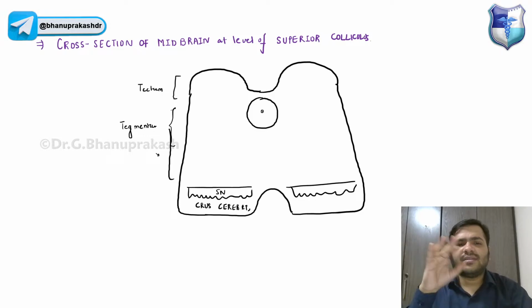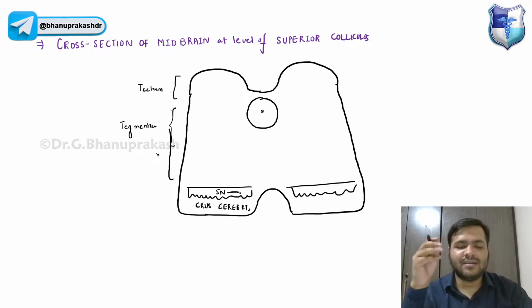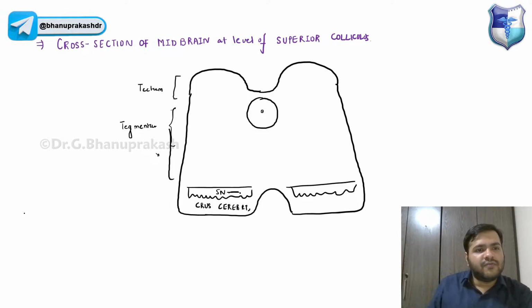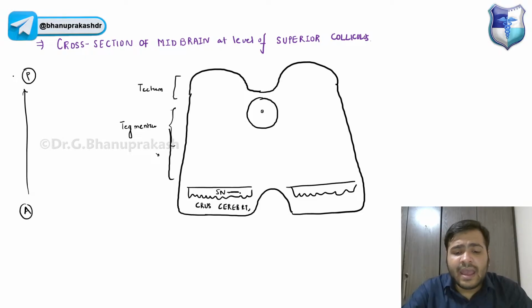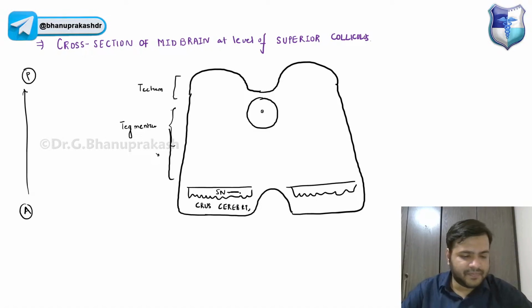Now the substantia nigra is separating this crus cerebri from the tegmentum. You can see it is separating the crus cerebri from the posterior tegmentum part, right? We are going from anterior to posterior. Now, at the level of the superior colliculus, we have something called the oculomotor nerve nucleus, the oculomotor nerve nucleus complex, right?